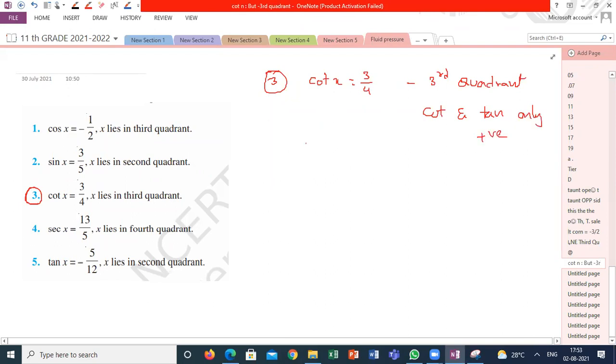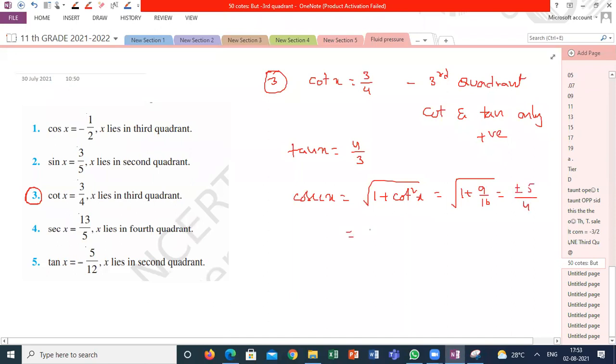So from here, first what are you calculating, man? Tan x, sir. So what is the tan x value? 4 by 3. With these two values, next value, cosec, sir. Cosecant x is how much? 1 plus cot square x under the root. How much are you getting? 1 plus 9 by 16. Sir, plus or minus 5 by 4. So what is the answer? Minus 5 by 4. So from here sin x is equal to minus 4 by 5.